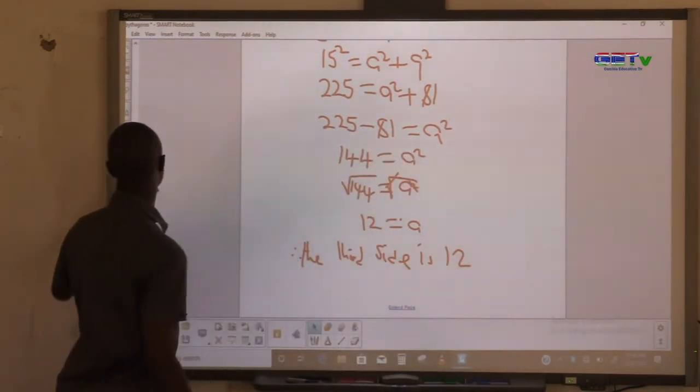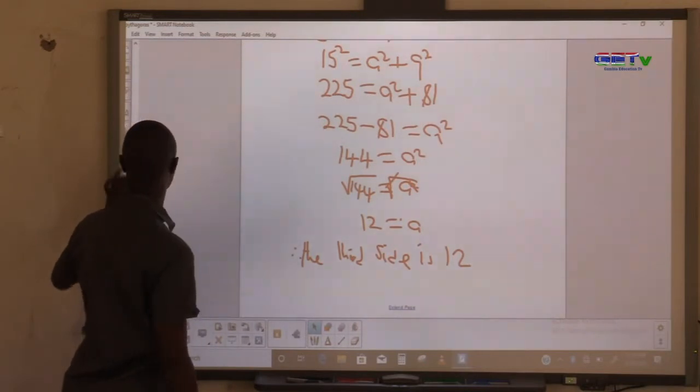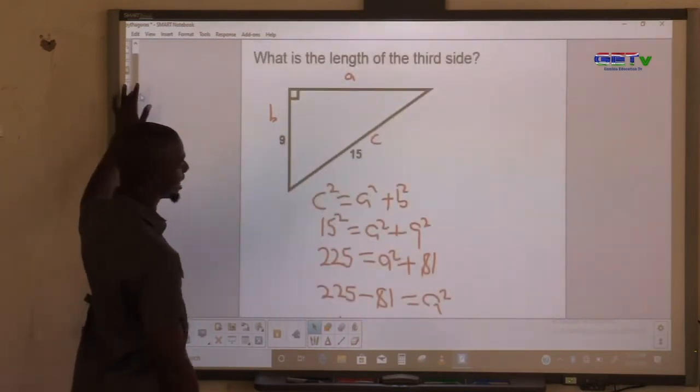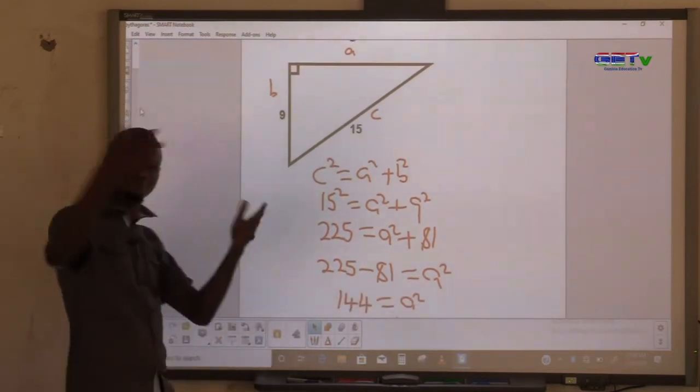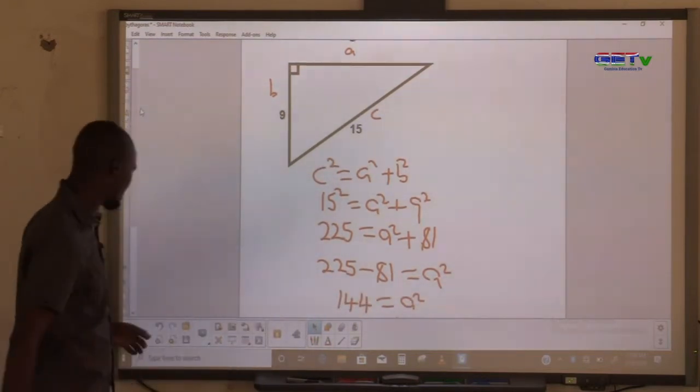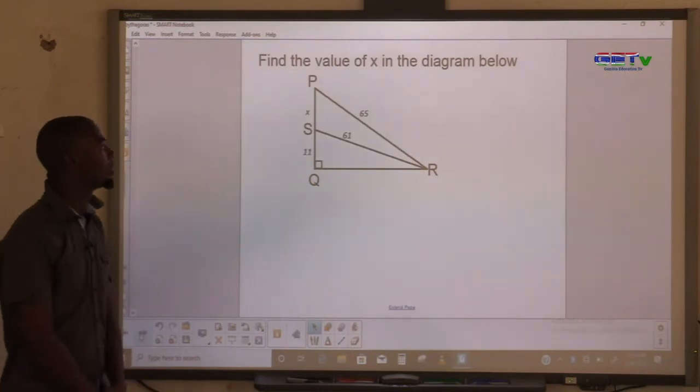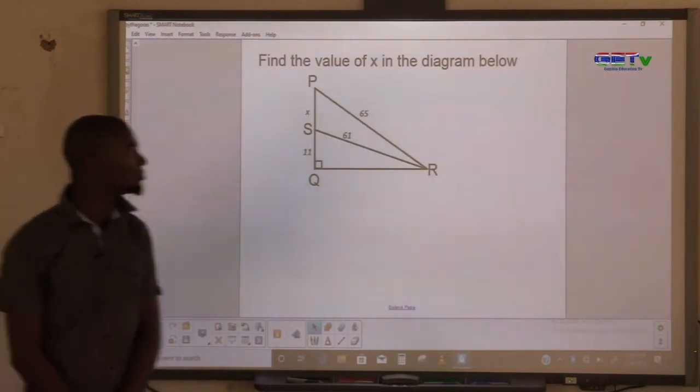So this is the way we find the third side of that right angle triangle. It has a little difference with the first one. What is the difference? There you are finding the hypotenuse. Here the hypotenuse is given, and you are asked to find one of the other legs of the right angle triangle. All right. We have another question.